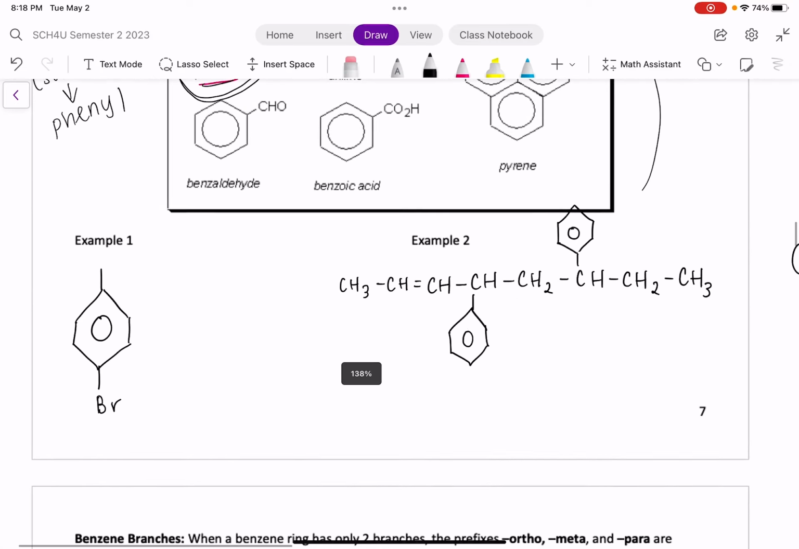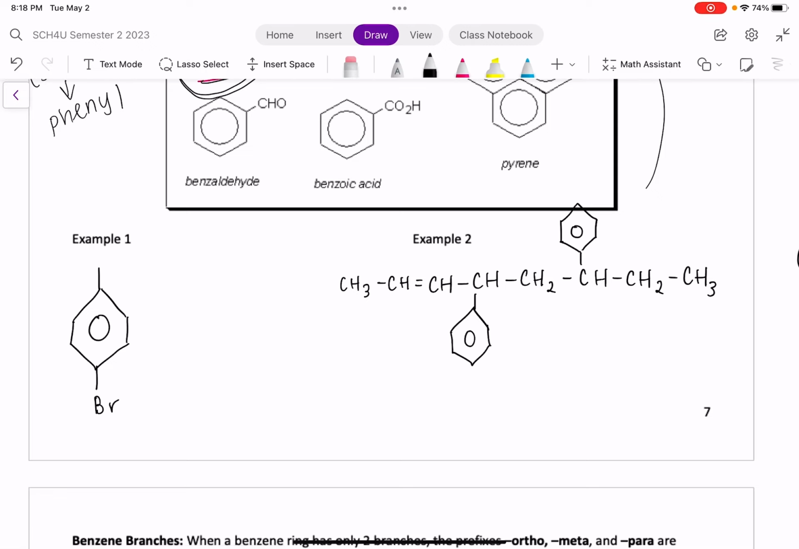So let's do a couple of examples. The first one you can see has a benzene ring as well as a methyl group and a bromo group. So we're going to go back to our normal rules from the last 2 lessons, and since B comes before M in the alphabet, we're going to name our bromo first. So I know that it is 1-bromo-4-methylbenzene. Your parent chain is your benzene ring.